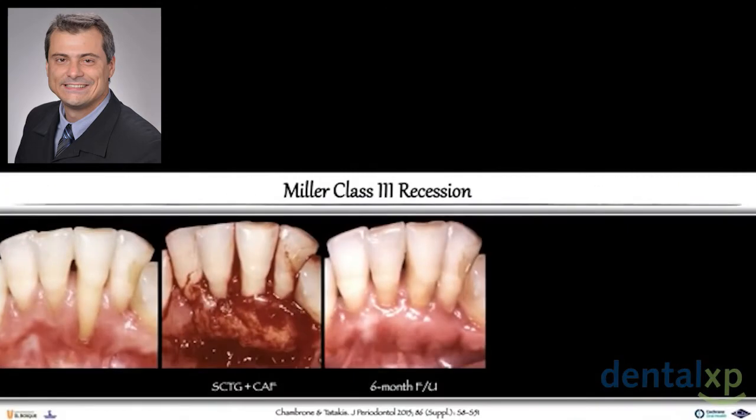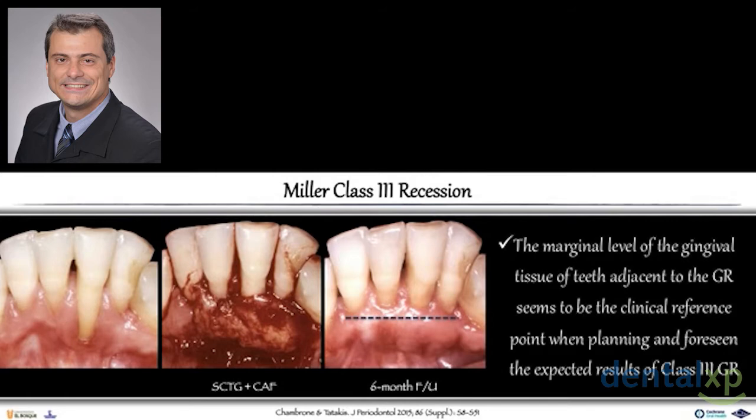And the literature indicates that the marginal level of the gingival tissue of teeth adjacent to the gingival recession seems to be the clinical reference point when planning and foreseeing the expected results of class 3 gingival recessions, as we can see in this case.